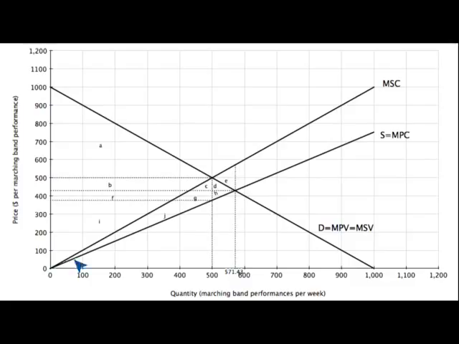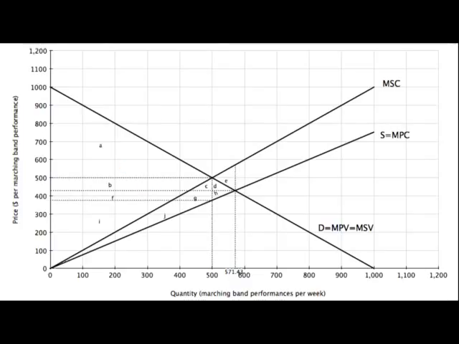The one thing to point out: usually I've given you problems where I have a constant tax or a constant externality, like the next problem, where there's just some constant externality. Here, the more marching band performances are offered, the larger the external cost. People get increasingly annoyed with the marching band music, the more frequent this disruption is. All right, so there we have it.